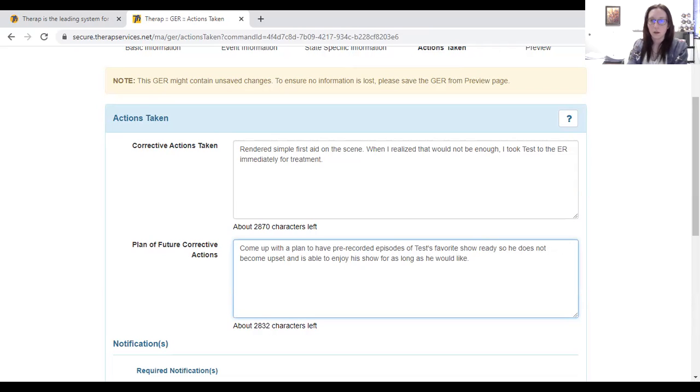If test becomes upset in the future, we will utilize verbal redirection, positive reinforcement to try to deter him from harm or risk. Okay.